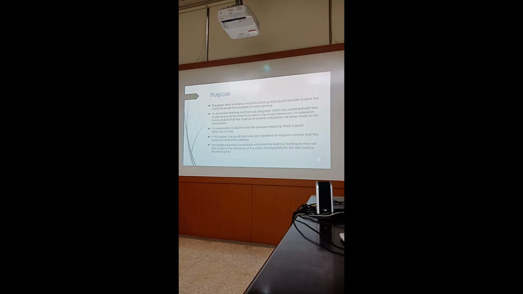The main purpose of this paper is to employ machine learning and neural networks to solve the credit risk prediction problem of online lending. In this paper, an ensemble learning method was designed, combining a tree model and an autoencoder to construct the model framework. It is based on historical data on whether a borrower will repay or not.